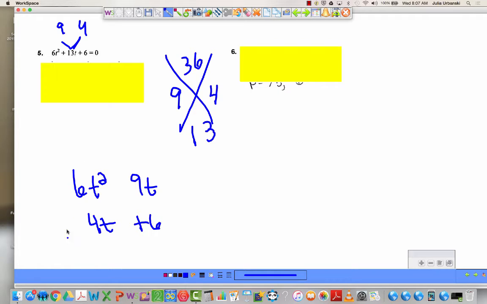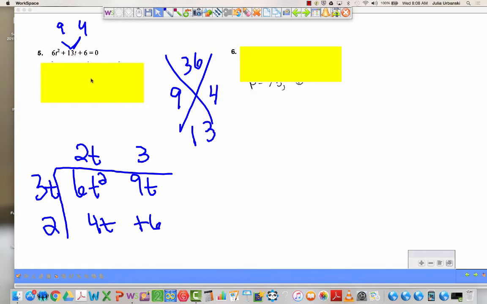So then you split it, find your GCFs. This one had a 2 and a t. This one had a 3. This one had a 3 and a t. And this one had a 2. There were no negatives to worry about. So you get this one, but that's only half the problem. This last part is to solve it. What would t become right here? Negative 2 over 3, good. What would this one become? Negative 3 over 2.